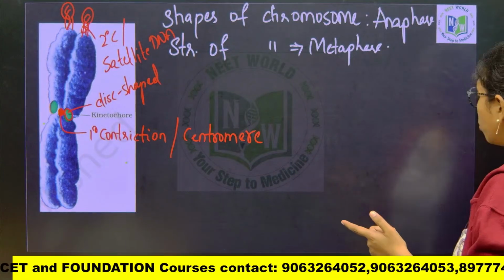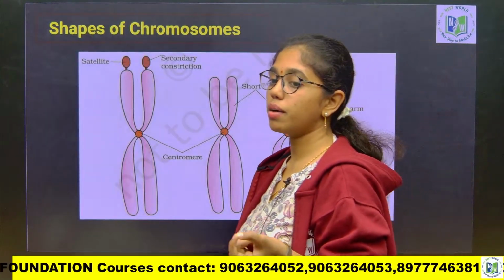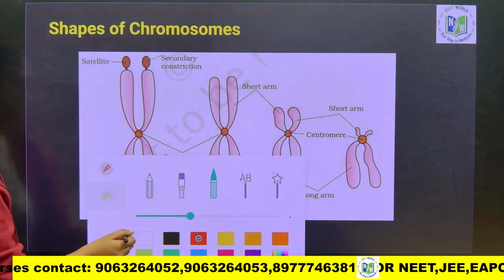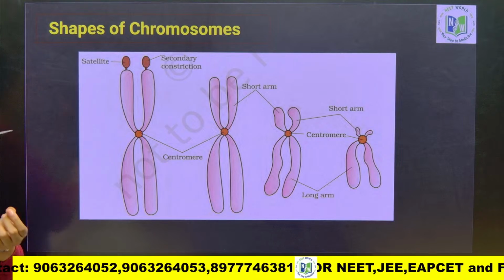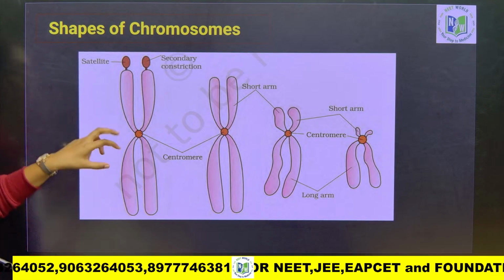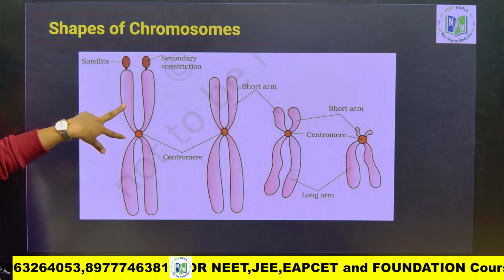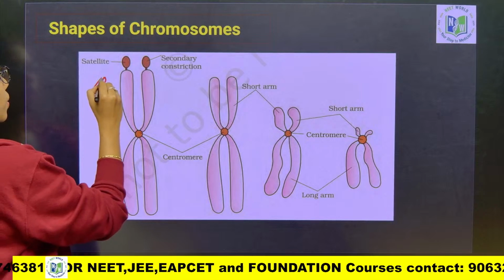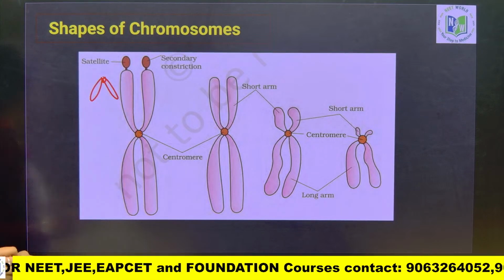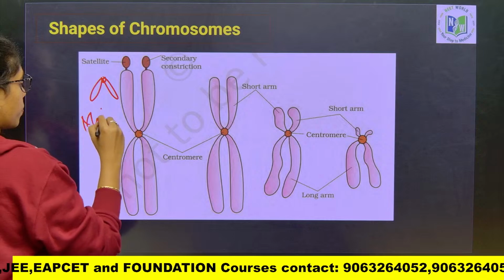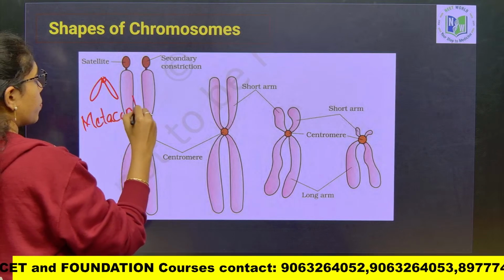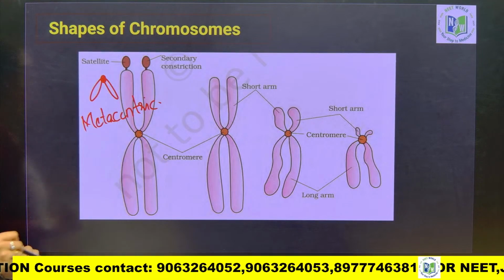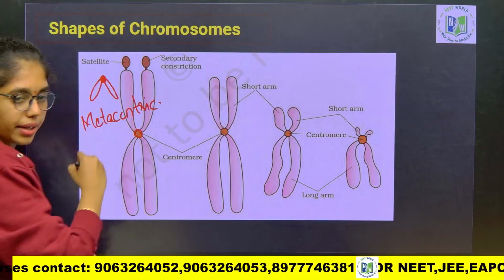And as I said, the clear shapes of the chromosomes are observed in the anaphase. Look into the 4 shapes of the chromosomes that are formed in the anaphase after centromere splitting. If the 2 arms of the chromatids are equal, that forms out to be what shape? V shaped. You will call it a metacentric chromosome, where the 2 arms of the chromatids are equal and the centromere is at the center.